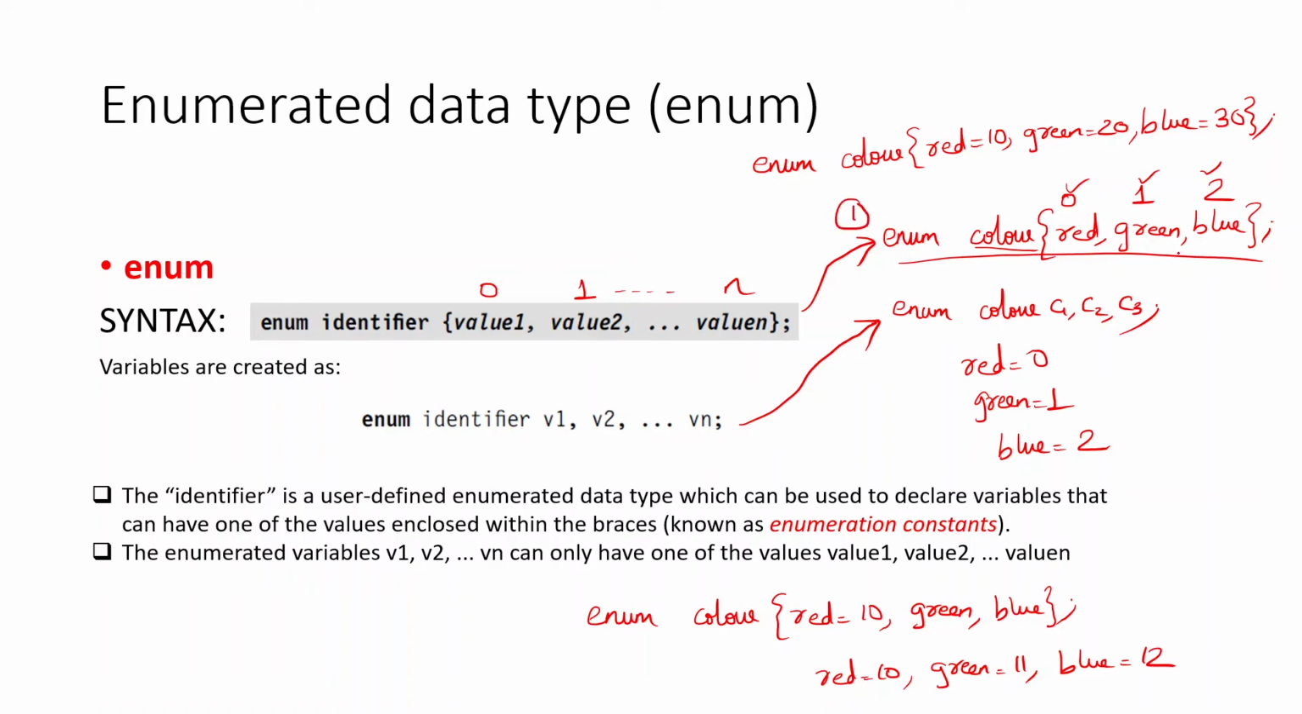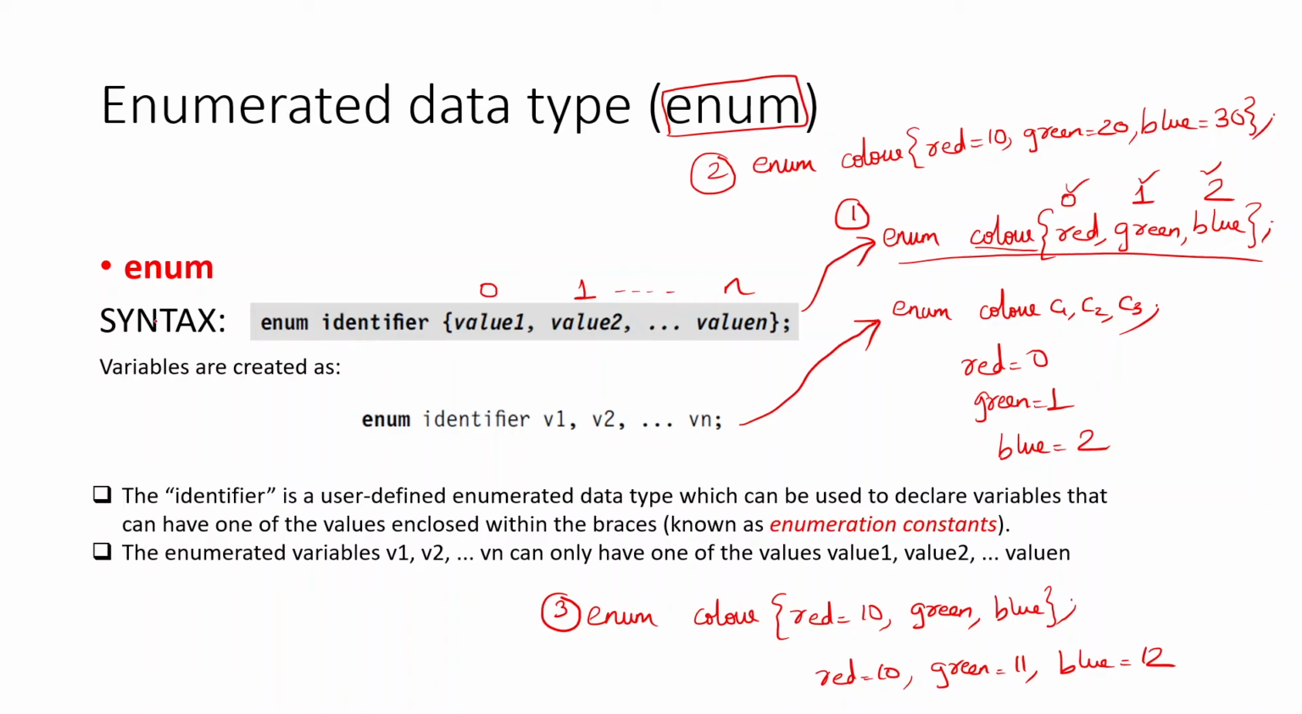Default case: values are assigned from 0 consecutively, 0, 1, 2, 3, 4 like that. Second case: for each and every enumeration constant we specify the value. Third case: we specify just the starting value, so the rest of the values will be plus 1, like 10, 11, 12. So this is all about the enumerator data type, and the keyword is enum.